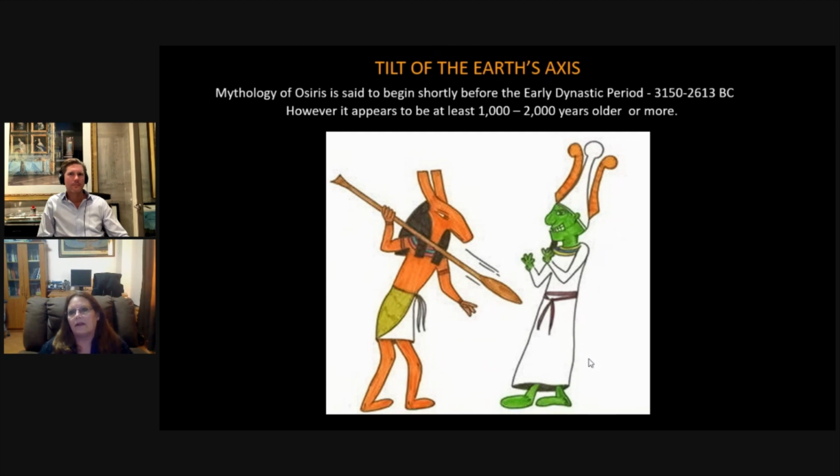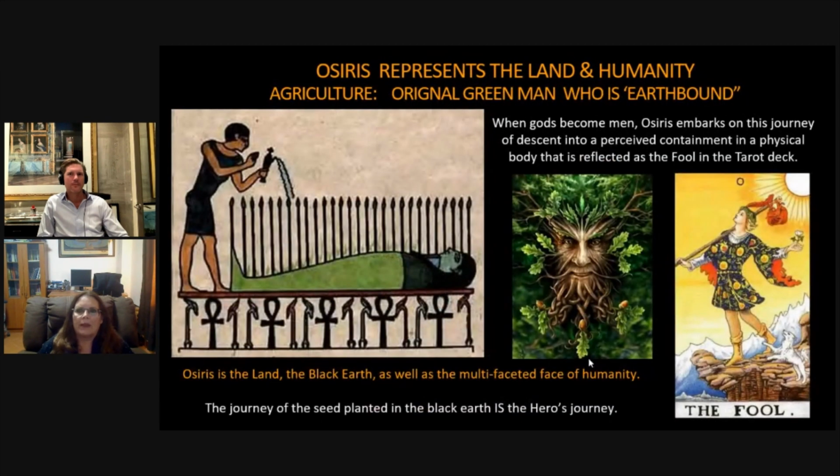But that doesn't mean they didn't speak about this mythology, explaining this occurrence, this change in our perception of reality. But I want to point out quickly, and we're going to do a whole presentation on Osiris, that Osiris represents the land and humanity. This is our journey. We are all Osiris. This is really important. And he is the green man. I said this is an agricultural understanding. He is earthbound, right?